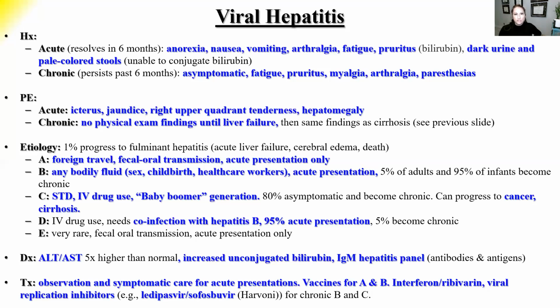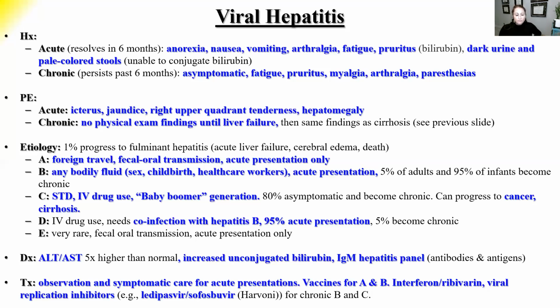Your liver function tests are going to be elevated. So ALT and AST are going to be 5 times the normal limits. We're going to see that increase in unconjugated bilirubin. Remember, our factory is broken. The liver's not working, so we cannot conjugate that. The IgM hepatitis panel will give us all of the different antibodies and antigens for this patient, so we know exactly what type it is. So that's the definitive test.